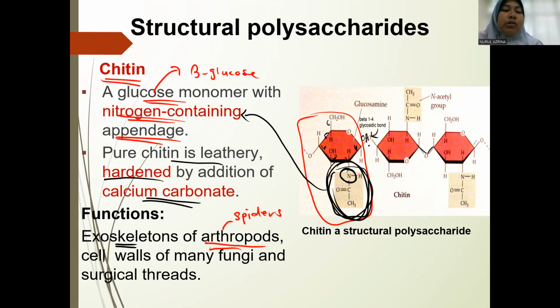Right? It can also become the cell wall of many fungi, membentuk dinding sel kepada fungi. Contoh fungi ialah mushroom, kulat-kulat. Okay. Right? And also, chitin can be used to make surgical threads. Dia boleh digunakan untuk menghasilkan benang operation tu. Sebab benang tu dia akan larut kan nanti kemudian. Betul tak? Right. So, this is chitin.